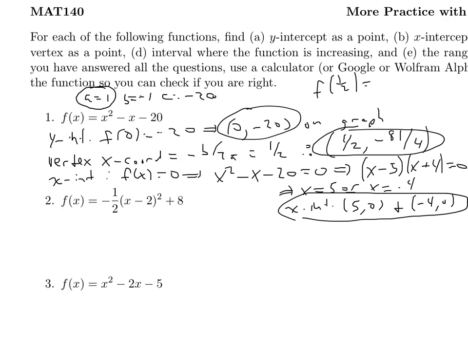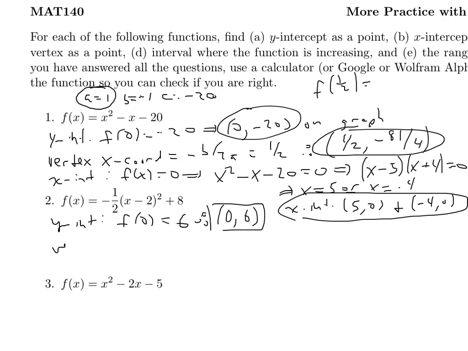In the second problem, I want to go through those same steps, but the one thing that this form is highlighting is the role of the vertex. So let me just start with the y-intercept, that's easier. The y-intercept, remember I have to calculate f of 0. That makes a little bit more arithmetic. I have a negative 1/2 times negative 2 squared, so that's negative 1/2 times 4 is negative 2 plus 8 is 6. So my y-intercept is at the point 0, 6.